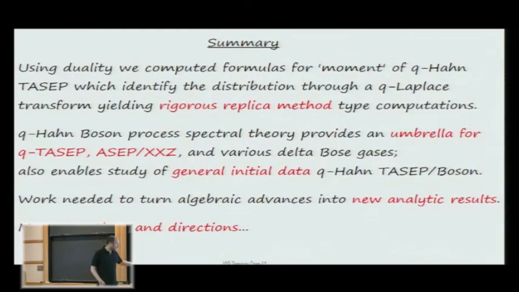There remains a very big challenge of turning all these algebraic advances into new analytic results, new asymptotic results, KPZ with various initial data. How do you get them out of this? This is a real hard challenge. And as I indicated on the last slide, there are many, many questions and directions.